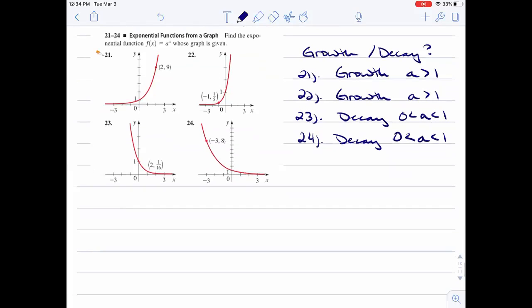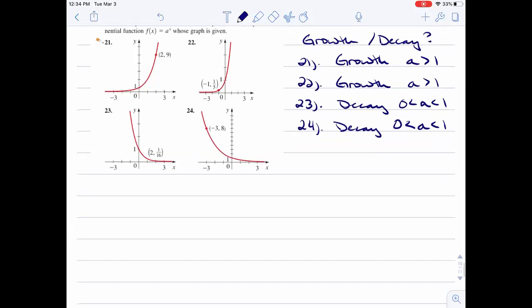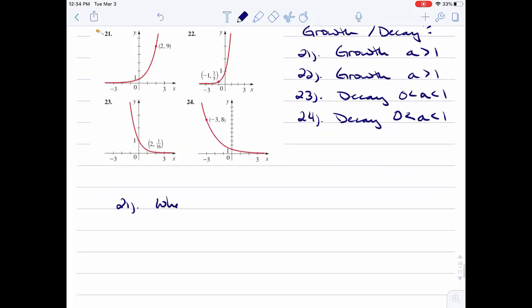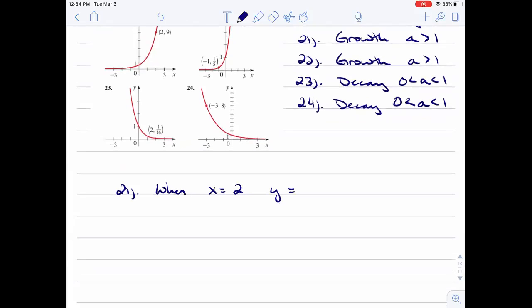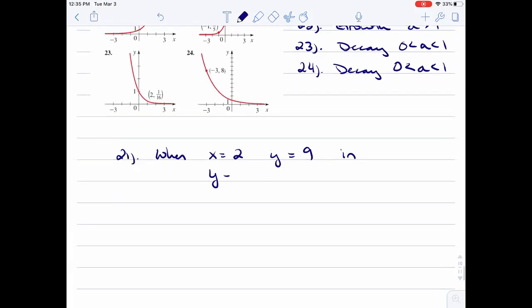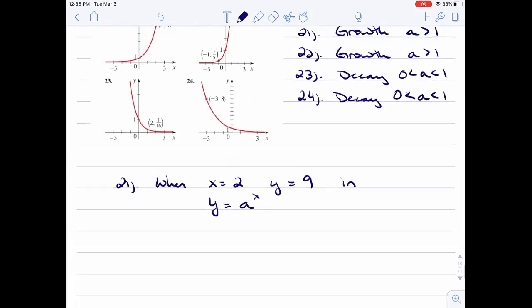If we look at 21, and we'll only look at a couple of these because this isn't how we're going to solve these things, it's just getting an idea of how we do these. For 21, we know a has to be greater than 1. What it's saying is when x equals 2, y equals 9, in y equals a to the x.